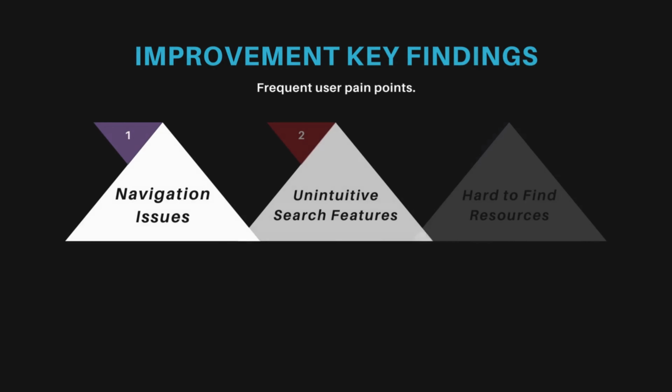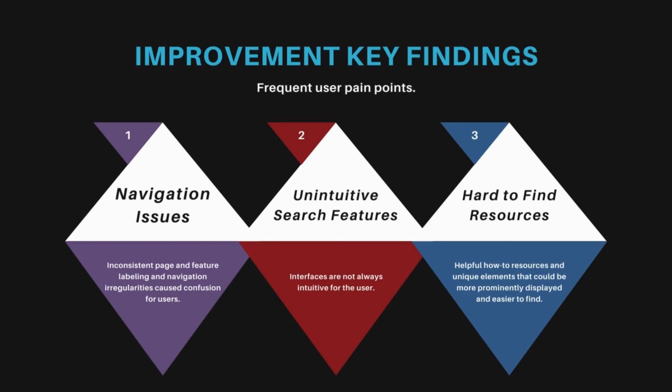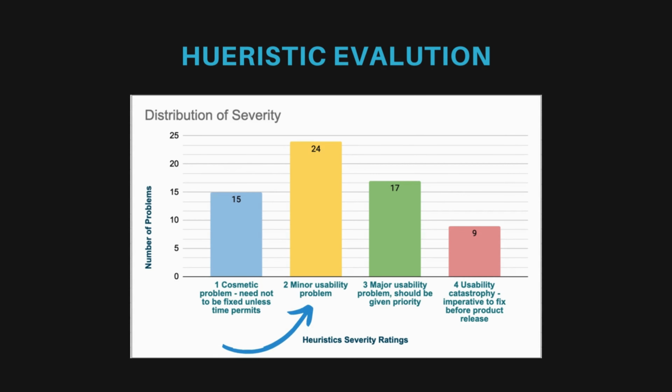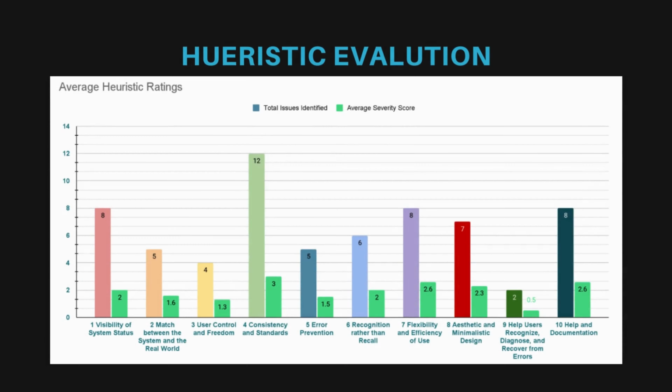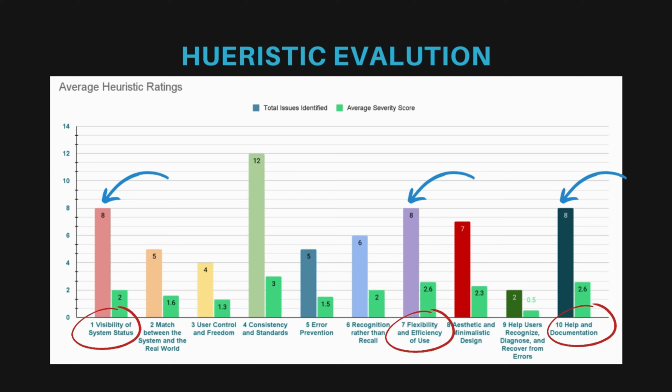We also found recurring pain points that stalled user progress and caused confusion. While most problems were considered minor problems in our heuristic evaluations, 26 issues were rated a major usability problem or usability catastrophe. Our heuristic evaluation revealed 12 issues related to consistency and standards. We also identified 8 issues each in help and documentation, flexibility and efficiency of use, and visibility of system status. With these results, let's summarize our biggest key findings.